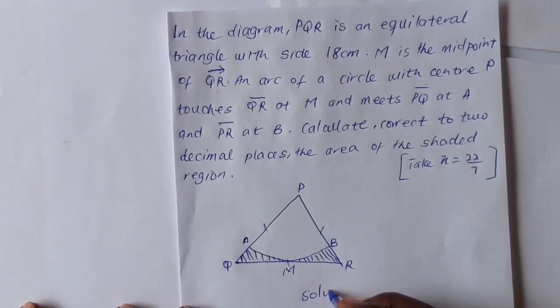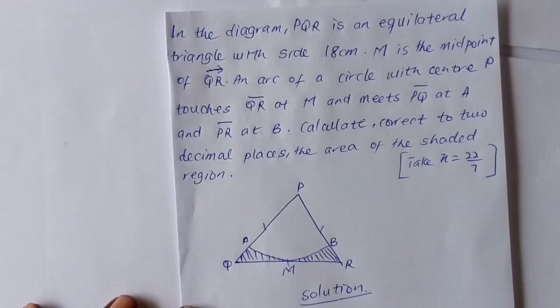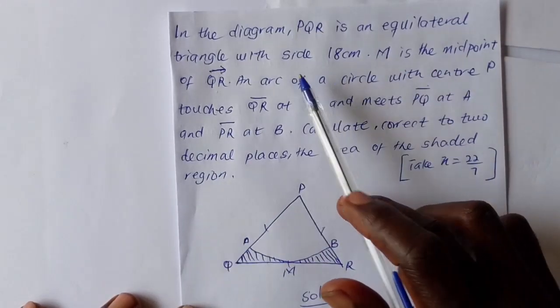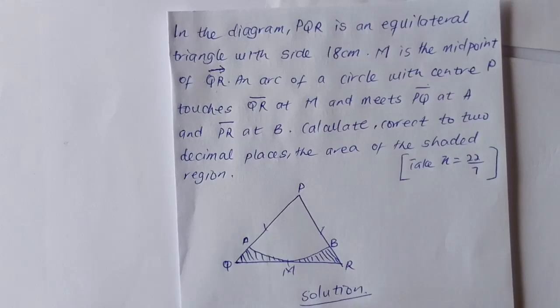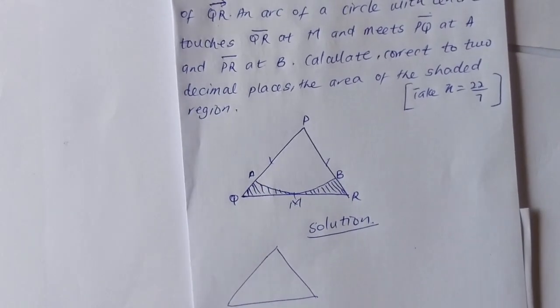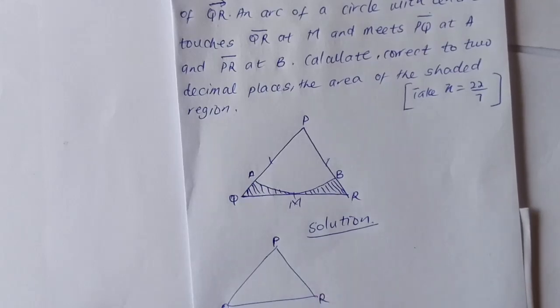So we have our solution. Since this is an equilateral triangle and we have been told that all sides are 18, you can get all sides over here. So by drawing the diagram again, I have my triangle here, that is PQR. What we are having here is an equilateral triangle.